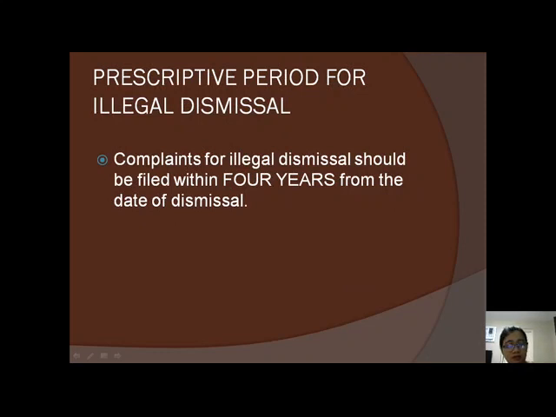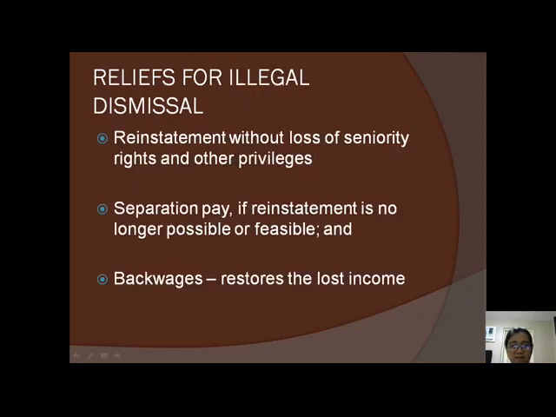There is also a prescriptive period, no, for illegal dismissal. So the complaint for illegal dismissal should be filed within 4 years from the date of dismissal. In other words, you should file within 4 years from the date of the effectivity of your dismissal. Okay? So if you were dismissed on January 15, 2000, then on January 15, 2005, your case is already prescribed. So you can no longer file for that, because it already exceeded 4 years. Prescriptive meaning the limitation period should be within 4 years.